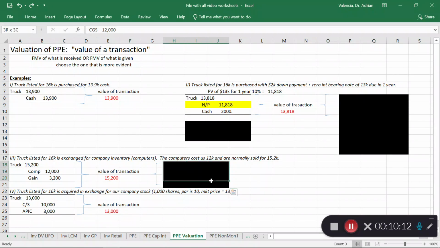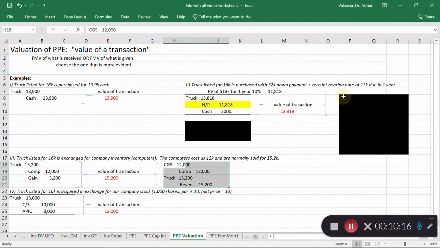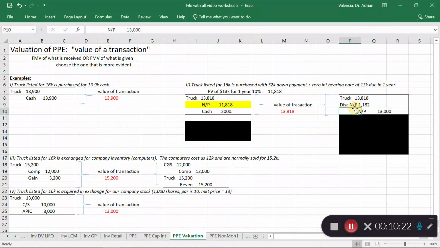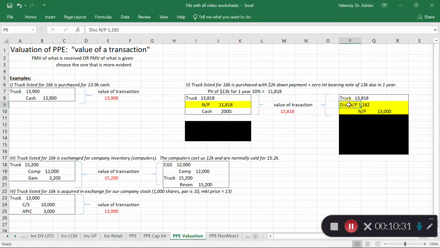Bear with me here, I got mixed up. So if we wanted to use the gross method, we would use a discount account. In other words, these two right here, let me paint these yellow. These two right here, in essence, would be taking the place of just one credit for 11,818. This would be the gross method.